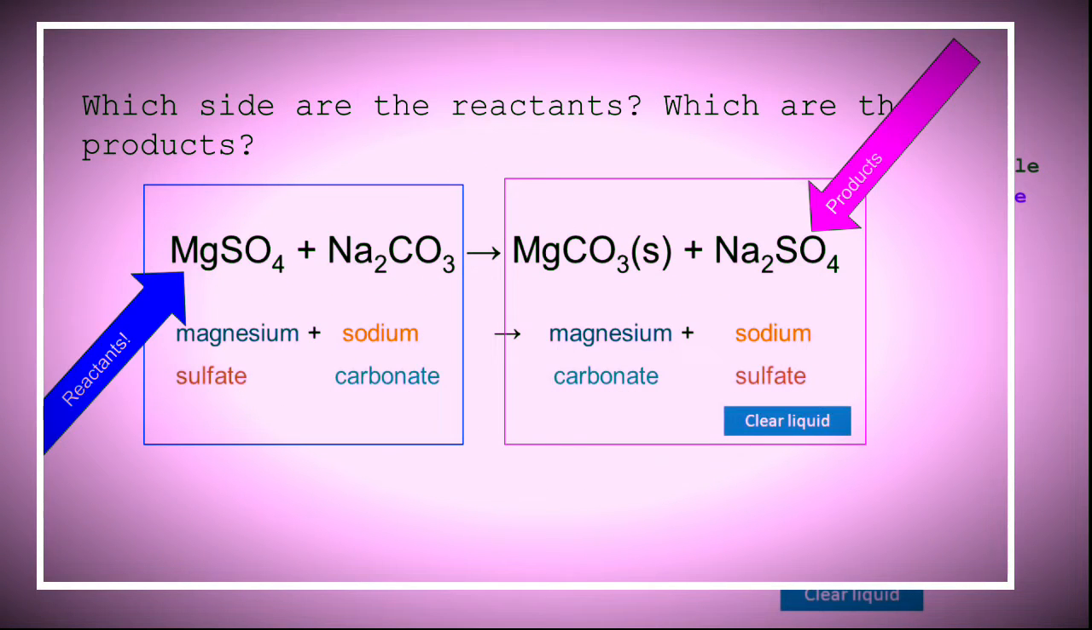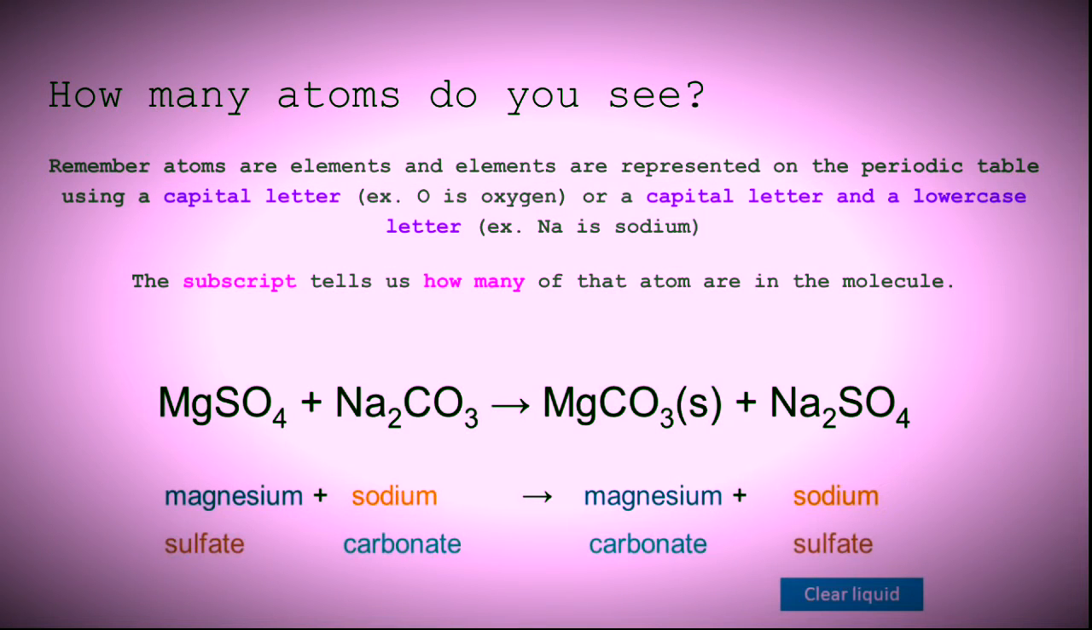Let's take a look at our chemical equation of reactants and products. How many atoms do you see? Remember, atoms are elements, and elements are represented on the periodic table by their chemical symbol. That chemical symbol is usually represented by a capital letter or a capital letter and a lowercase letter. Our capital letter example is oxygen, which is O. Our uppercase letter and lowercase letter example is sodium, which is represented by a capital N and a lowercase a.